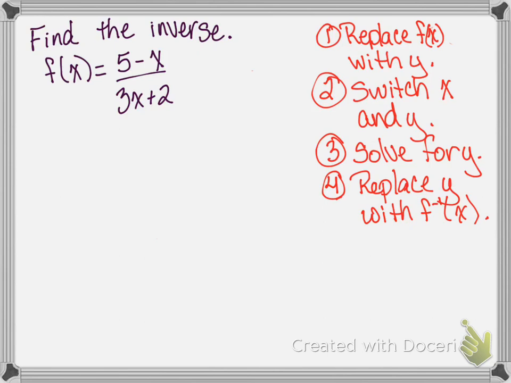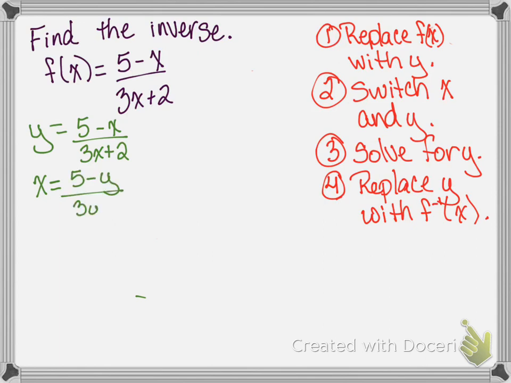Step 1, replace f of x with y. So I'm going to have y equals 5 minus x over 3x plus 2. So I've replaced f of x with y. Now I'm going to switch x and y. Typically, students don't have any trouble with this. Now, my third step is that I've got to solve for y.